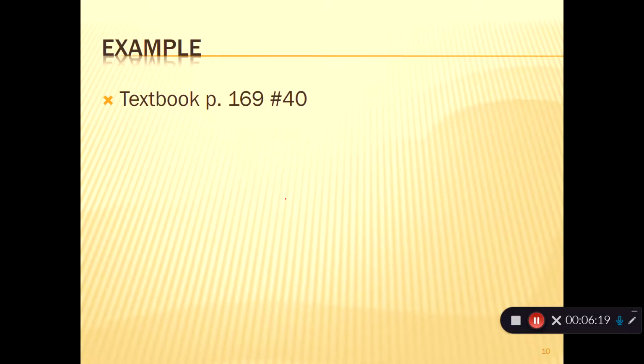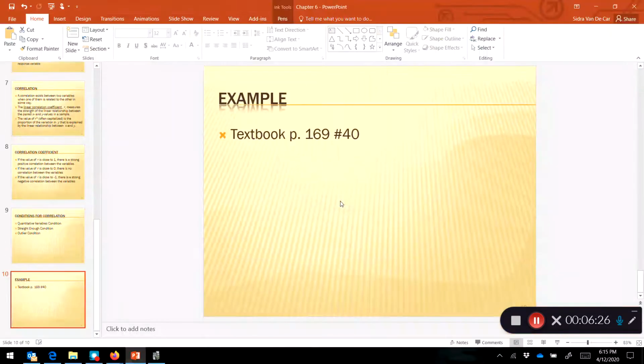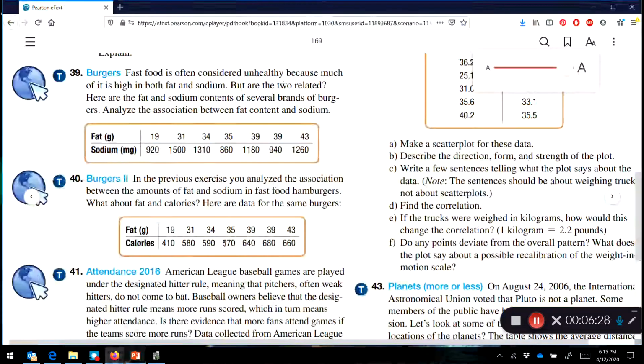Let's look at an example. Let's look at number 40 on page 169 of our textbook. So going over to our textbook here, I'm looking at number 40. I want to look at the association between fat and calories in a fast food hamburger.